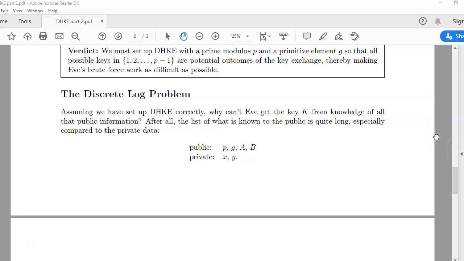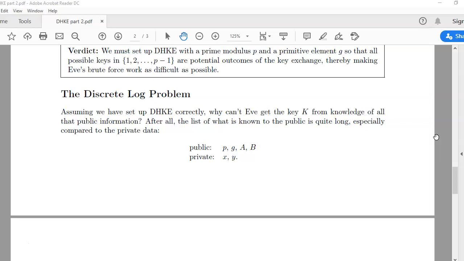So in the first half of this lecture, we figured out how we should set up Diffie-Hellman key exchange correctly to make Eve's brute force work as hard as it possibly can be. So that's why we must work with a prime P as a modulus and a primitive element G mod P. So suppose you do all that, why is it still safe to do this?